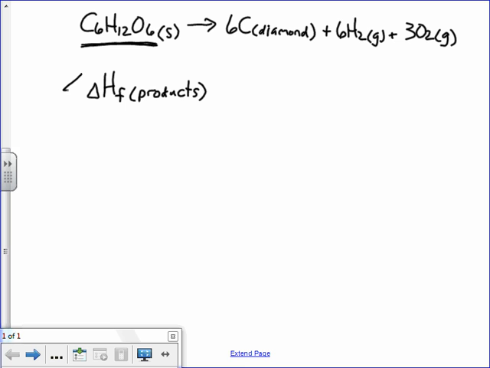You guys know what I mean when I write this? Sigma, sum. It means you take the sum of all of the products' heats of formation, and you subtract the sum of the heats of formation for the reactants. And that's going to give you the overall delta H for a reaction. Okay?